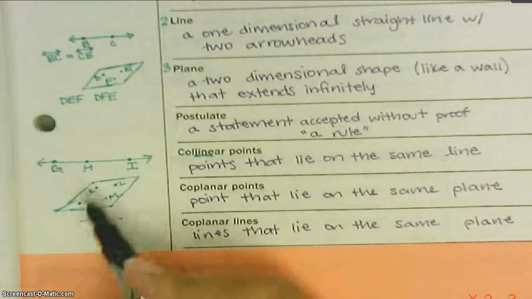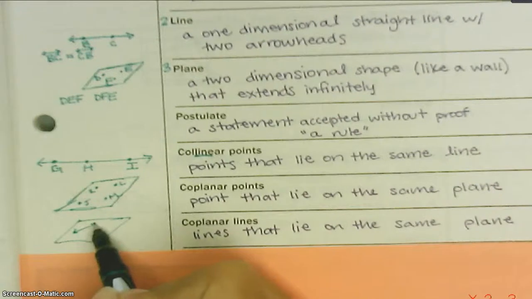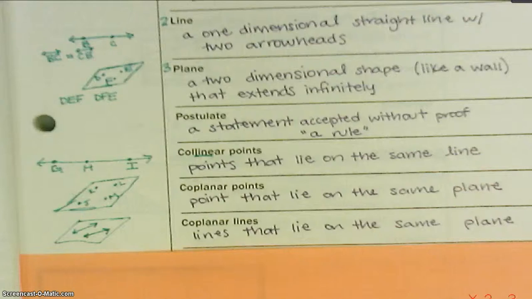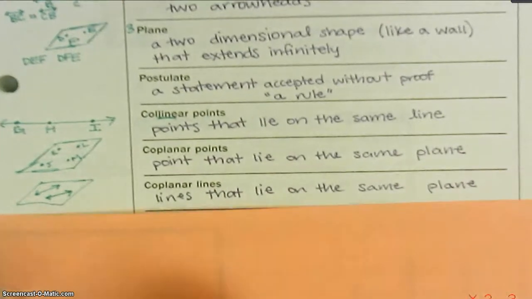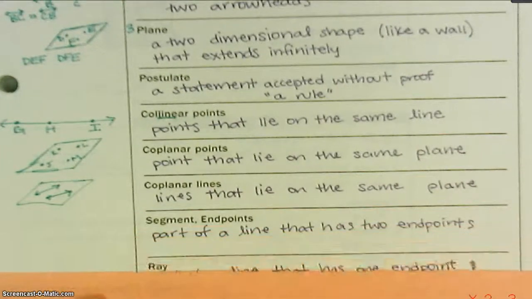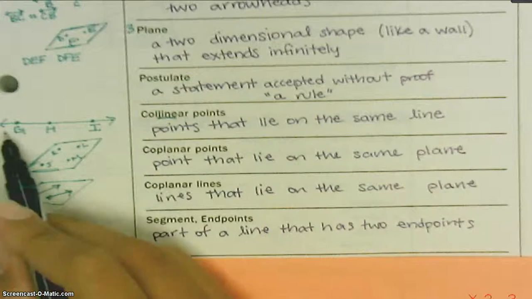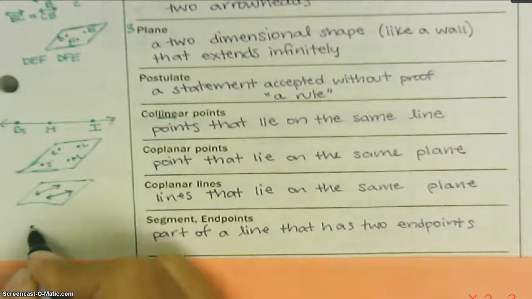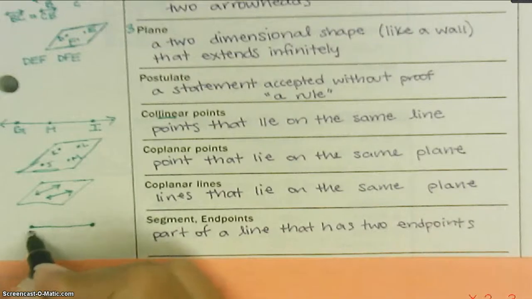So let's draw ourselves another plane. Let's put 2 lines on here. They are together on the same plane. Remember, feel free to stop at any time if you need more time to write these down. A segment is part of a line that has 2 endpoints. So instead of having arrows like a line, it stops. Like this. Let's use O and P.